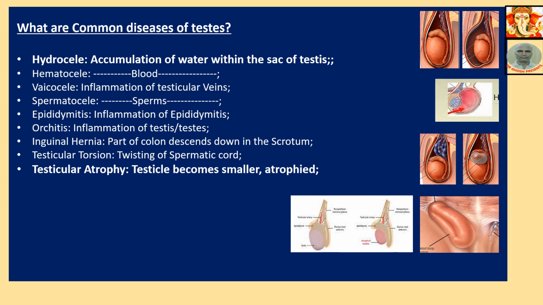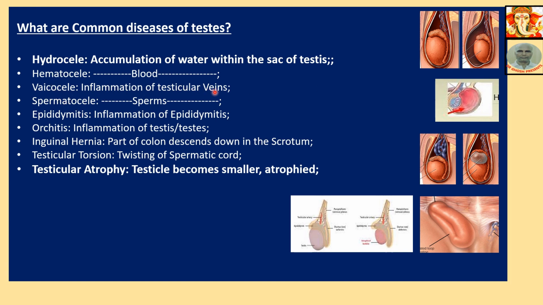What are common diseases of the testis? Hydrocele, accumulation of water within the sac of the testis. Look at the right second picture. On the right side, this is the normal testis sac. This sac is swollen and the space is filled up with water. This is called hydrocele. Hematocele, the same thing, when blood is accumulated. Here blood is accumulated, it will be called hematocele.